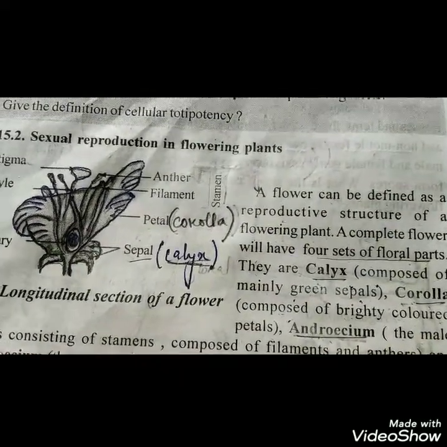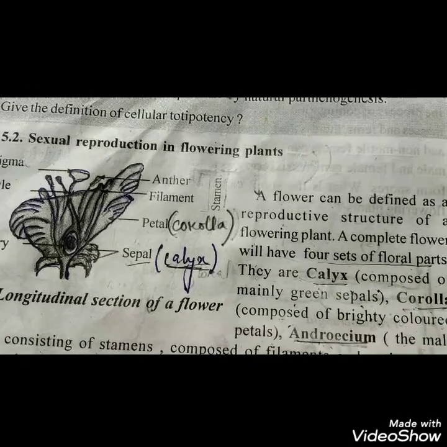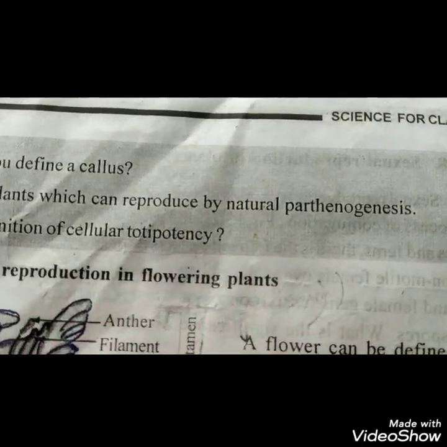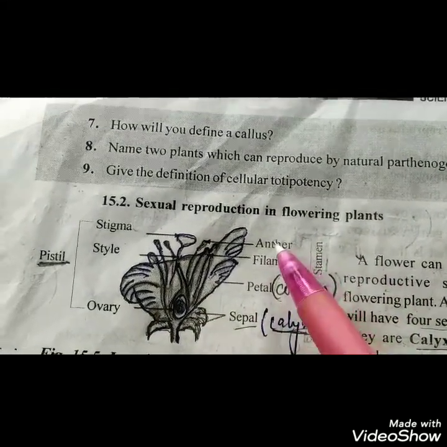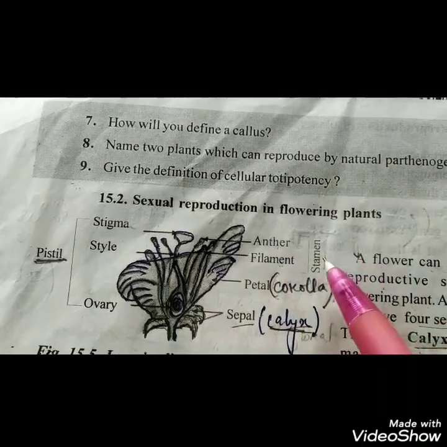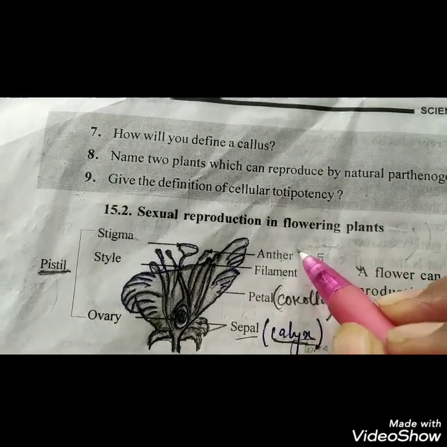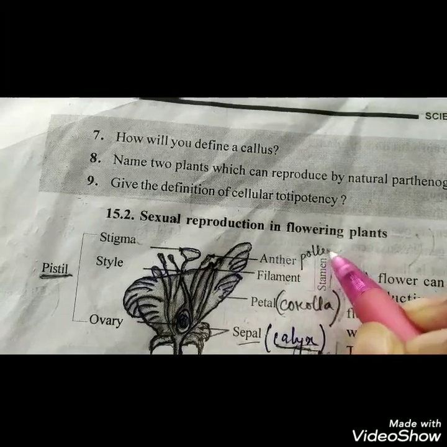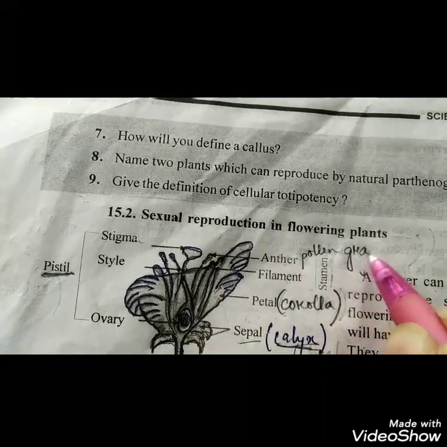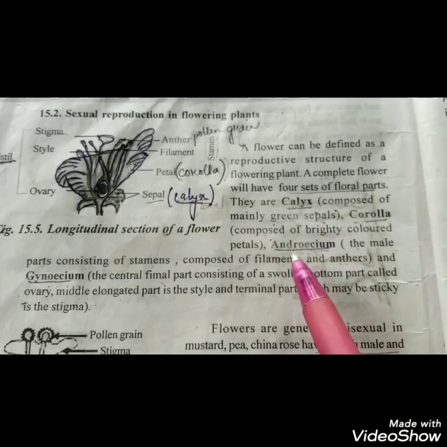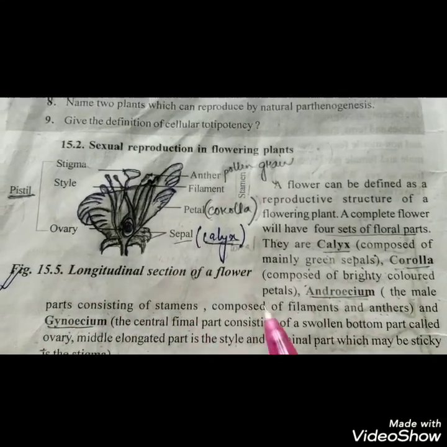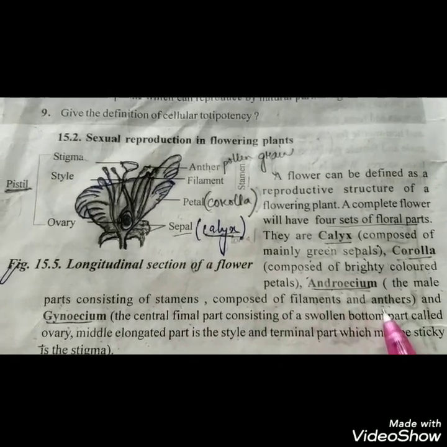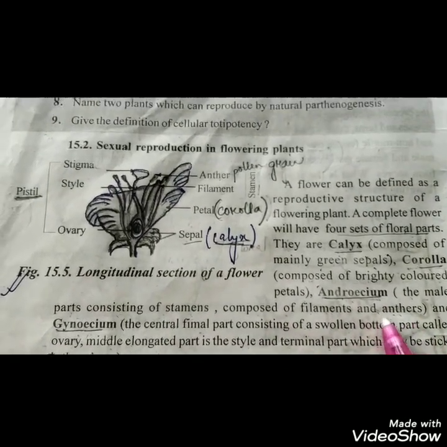Androecium, the male part, consists of the stamen, composed of the filament and the anther. So, this is the structure of the stamen. Here you will see the anther and the filament, and the anther and the filament together are called the stamen. And inside the anther, what is present is the pollen grain.